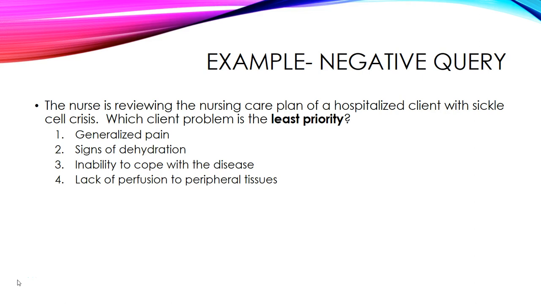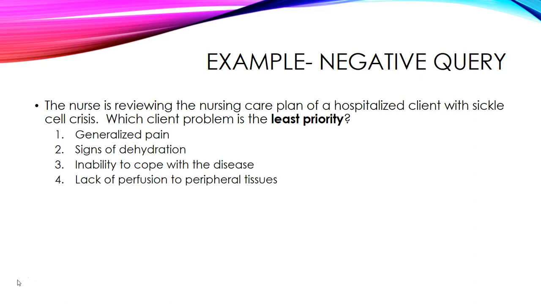And I'm going to talk later on about Maslow's hierarchy of needs, but this would fall under that Maslow as well, because as you know, when you are analyzing priority questions, Maslow is one of those techniques you can use. So Maslow is the triangle and your most important needs are at the bottom, your safety, security, and physical needs. So physical needs are always going to come over psychosocial needs. So when we're reading these, generalized pain is a physical problem. Signs of dehydration is a physical problem. And lack of perfusion is a physical problem, but inability to cope is a psychosocial problem.